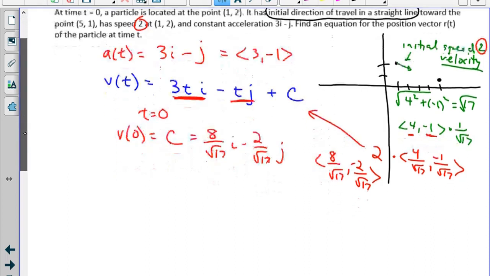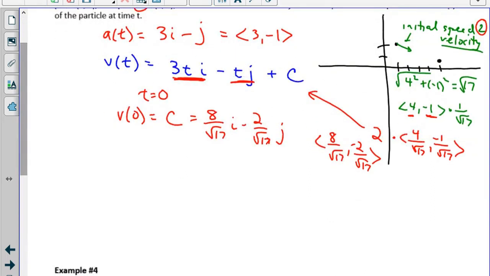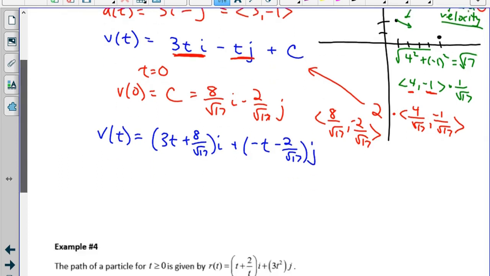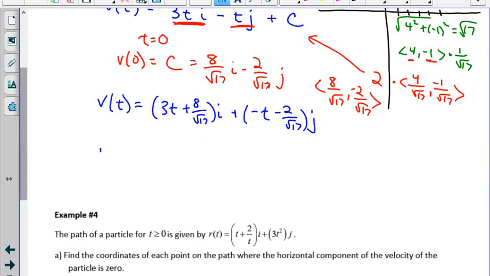Hopefully that makes sense. So that means that if I write v of t, now that I know what c is, I have (3t plus 8) over root 17 i plus (negative t minus 2) over root 17 j. So now I know that. Now I'm going to finish the problem by writing r of t.